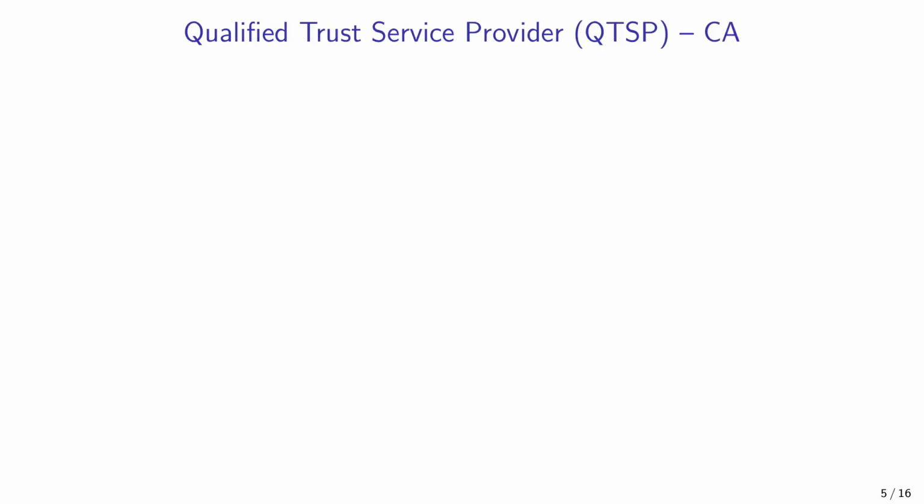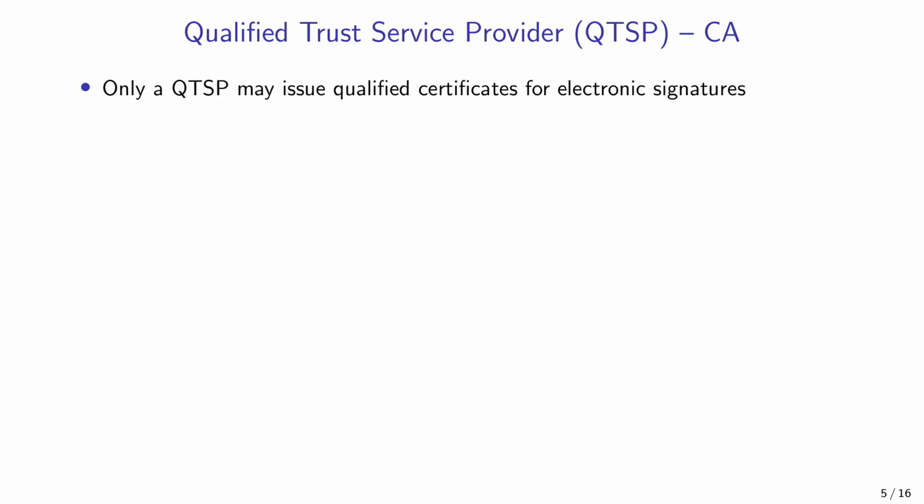But all right, let's talk about the qualified trust service providers, or QTSPs. The eIDAS regulation doesn't use the term certificate authority. It uses a broader term called qualified trust service provider. But in practice, when issuing certificates, they perform the same function as a certificate authority. eIDAS says that only a qualified trust service provider may issue qualified certificates for electronic signatures. That is, to bind the signatory's identity with their public key.